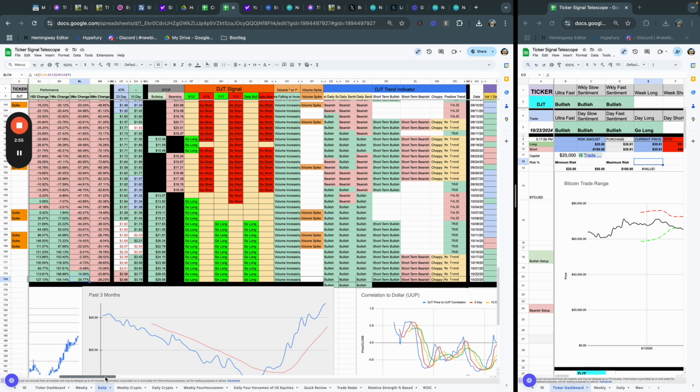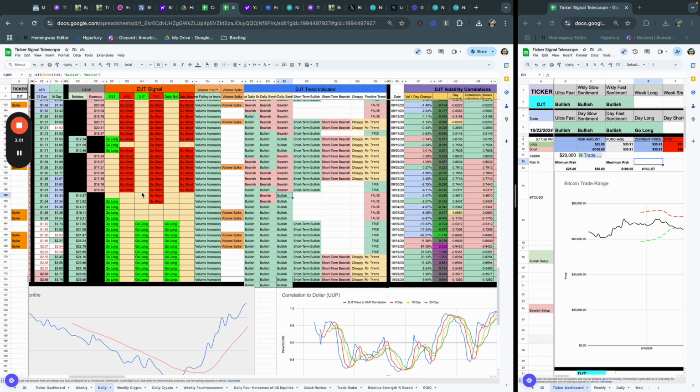Now, if we look here at DJT in terms of the signals, we can see it's been on a go long for a while across the short term, intermediate term, and longer term. It's been bullish for a while.